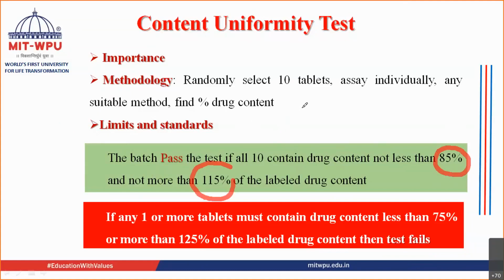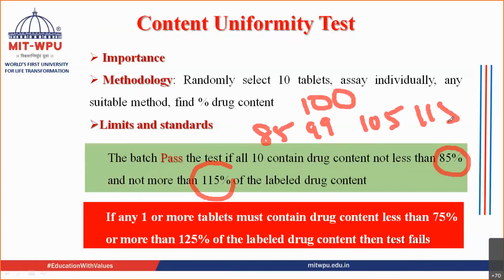If we want the active ingredient in a tablet to be 100 milligram, just for an example, then any tablet having 85 milligram passes. The tablet having 99 milligram passes. The tablet having 105 milligram passes. The tablet having 150 milligram passes. But if you find that the active ingredient present is 84 milligram or less, then the tablet fails. If you find that it is 116 milligram or more, then the tablet fails. This is for 100 milligrams.